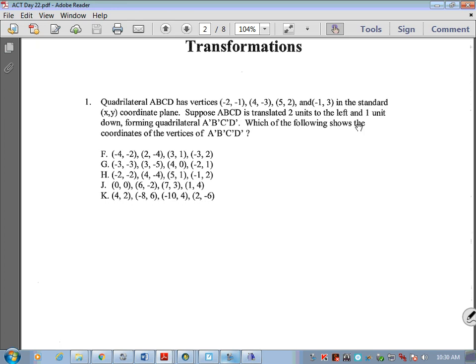You should have gotten F, -4, -2, 2, -4, 3, 1, -3, 2. This is a great example of not wasting your time with the other 3. If you see that you got the right answer for the first coordinate, move on, right? Because all the first coordinates are unique. So anyway, we can come back to that.